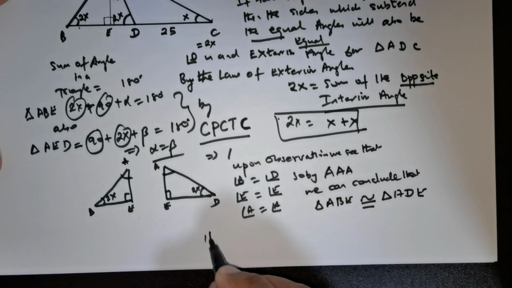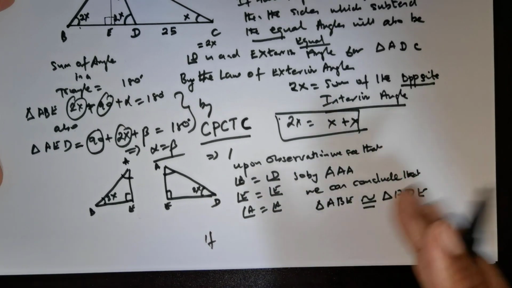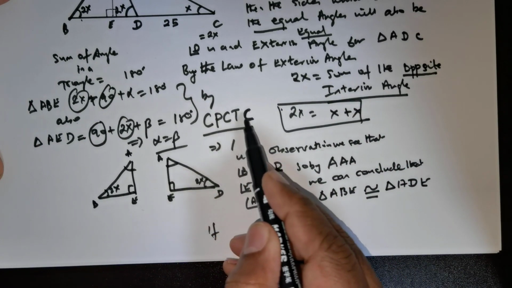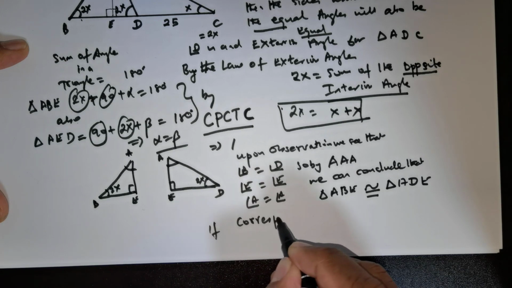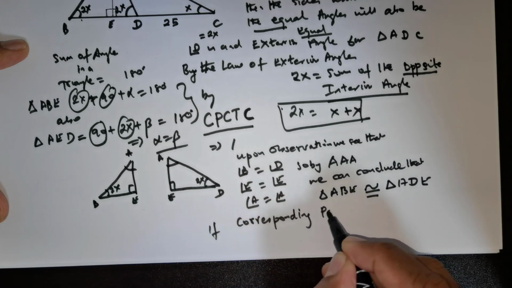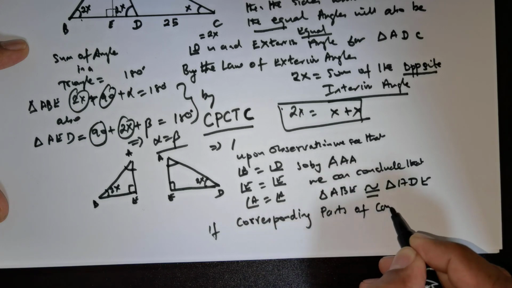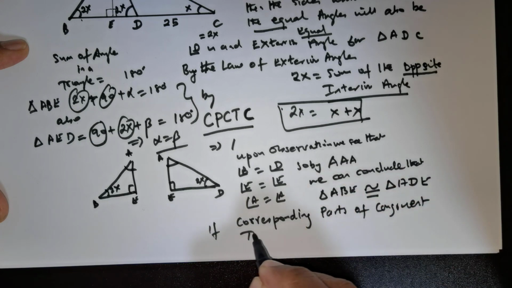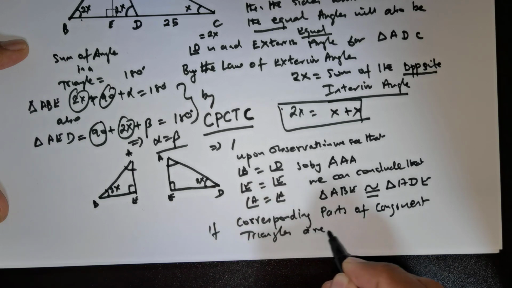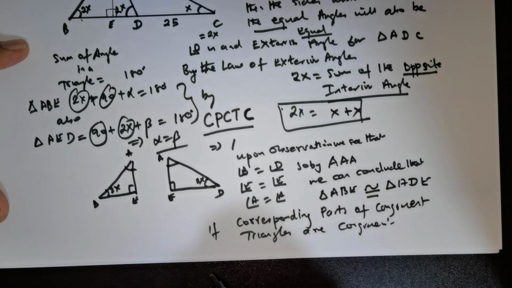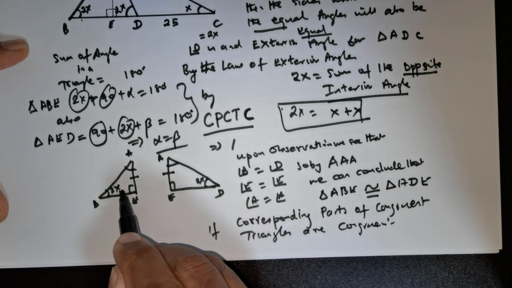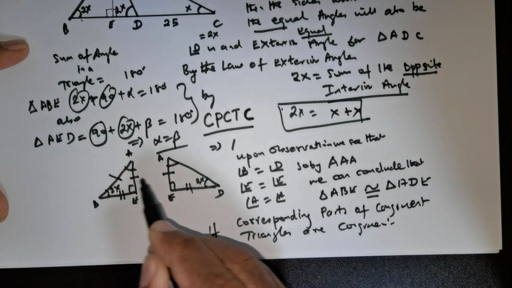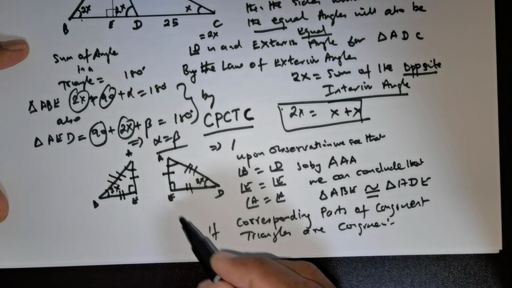Now if two triangles are congruent, right, I have stated here CPCTC. So what is CPCTC? Let me state that rule. Corresponding parts of congruent triangles are congruent. So what does it mean? It means this is congruent to this, this is congruent to this, and this is congruent to this. It's a very important statement.